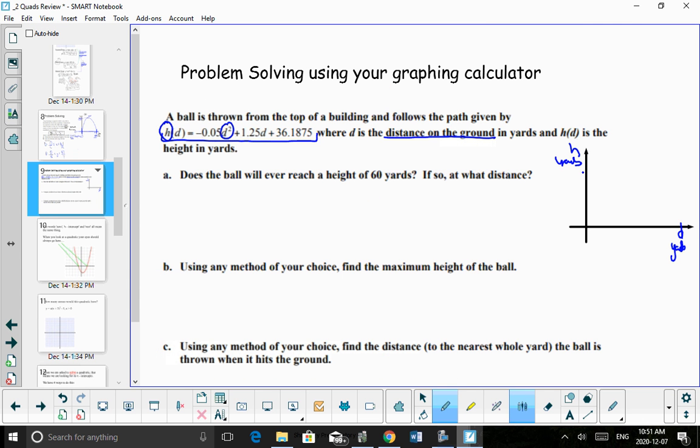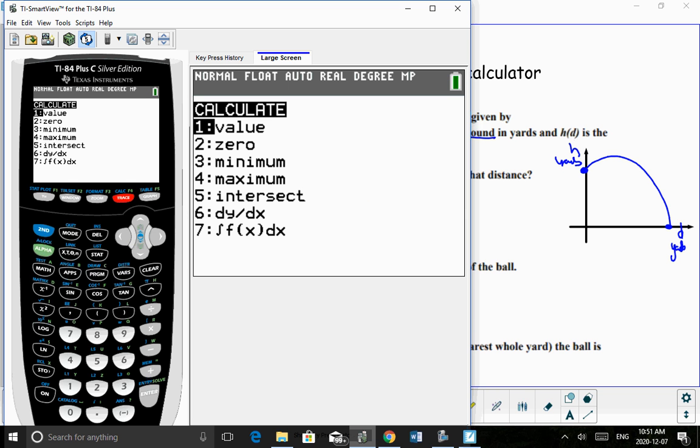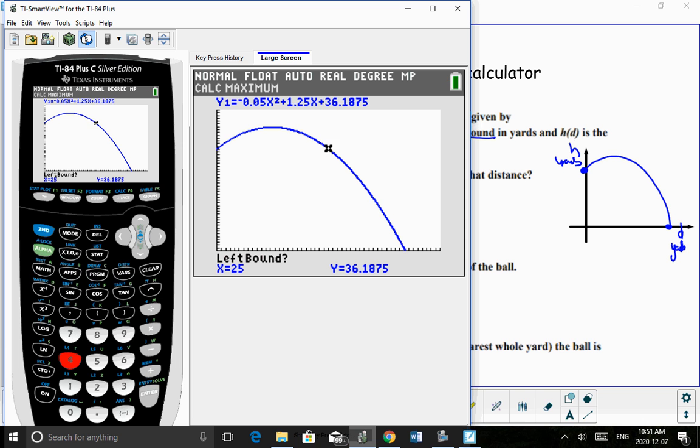Again, it's just a general sketch, and we put dots on the end because it can't have a negative height and it can't have a negative distance, so we only draw it in quadrant 1. Does the ball ever reach a height of 60 yards? What we probably want to find is the maximum height of the ball. If it's at least 60 yards high, then we'll know it reached it. Because it's at the top of our curve, I'm going to pick number 4 for maximum.